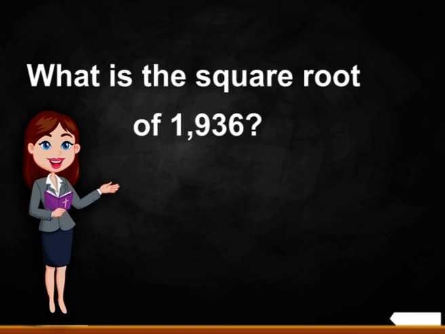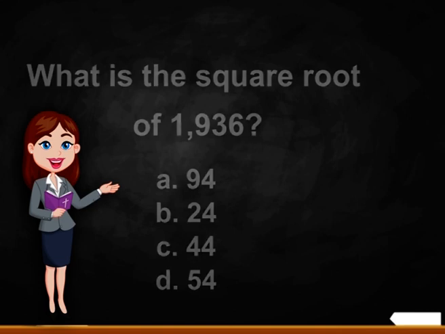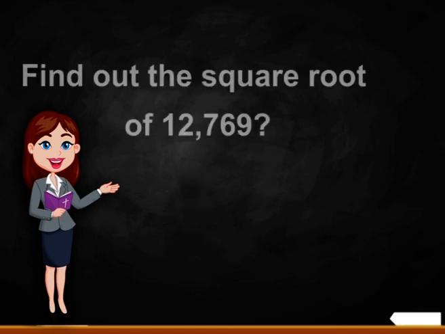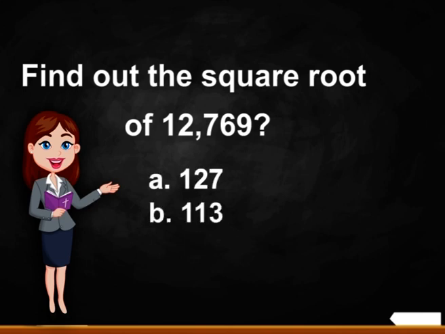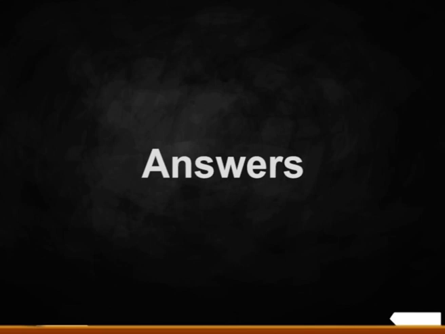Thank you. Your first question is, what is the square root of 1936? And your possible answers are 94, 24, 44, 54, out of which 1 is correct. Your second question is, find out the square root of 12,769. And you are given with 4 options: 127, 113, 123 and 117, out of which 1 is correct. The answers to these questions will be given to you once you solve all the questions.